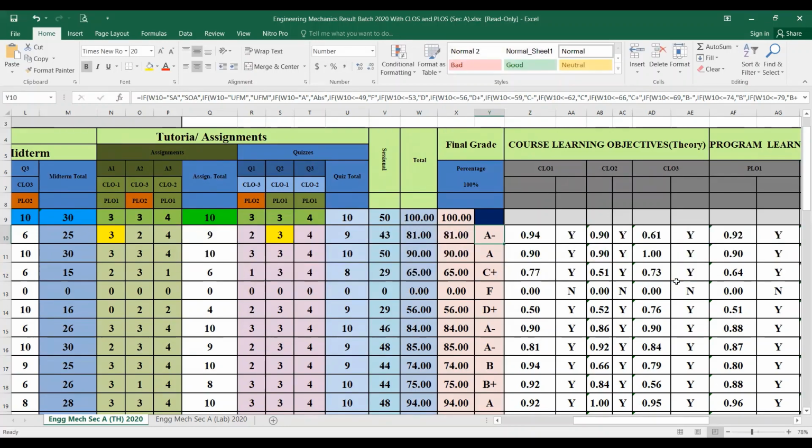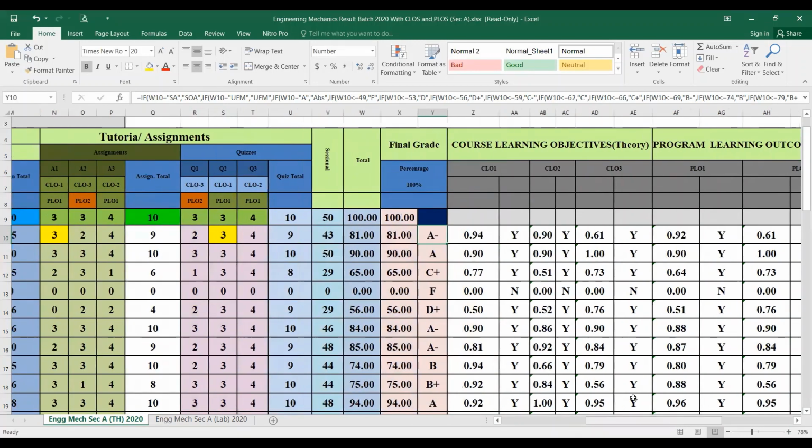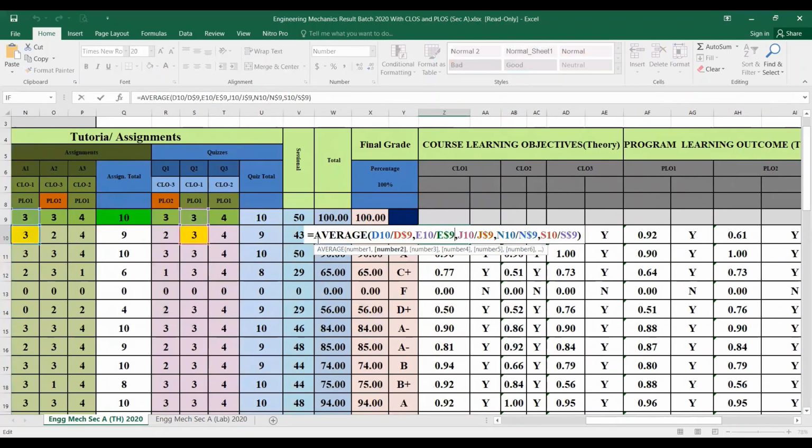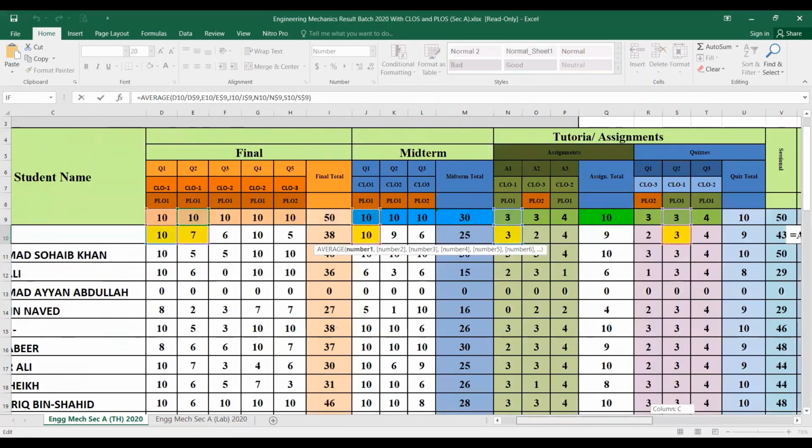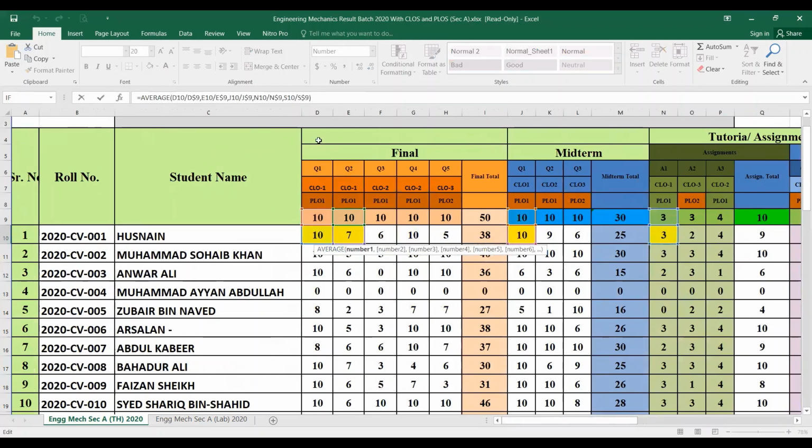So this is all about the percentage, and Mr. Ubaid asked me about the CLO. So what do you have to do for the CLO? You have to take the average. You have to use the formula equals AVERAGE, and D10 divided by D$9. You have to sum up all the CLO1. See, D10 is what? D10 is this one. You can see this is column D and this is row 10. So D10 divided by D$9. So you have to take the average of it.